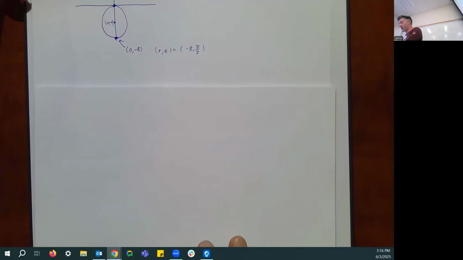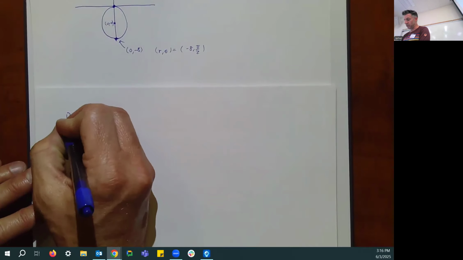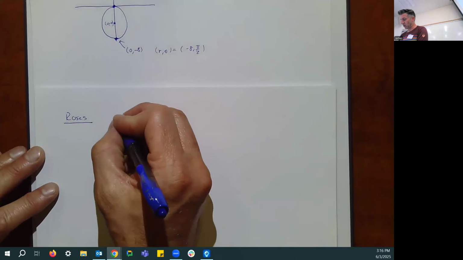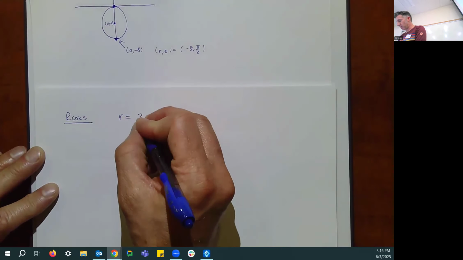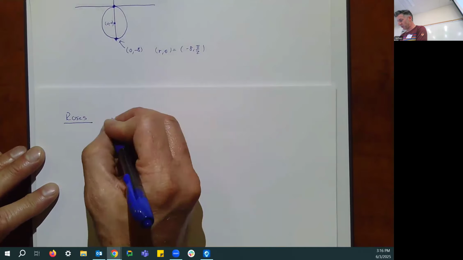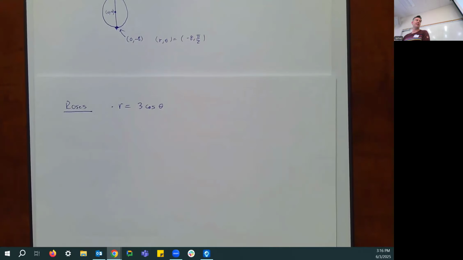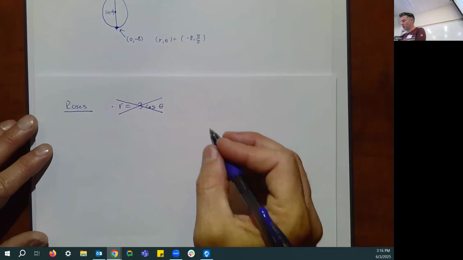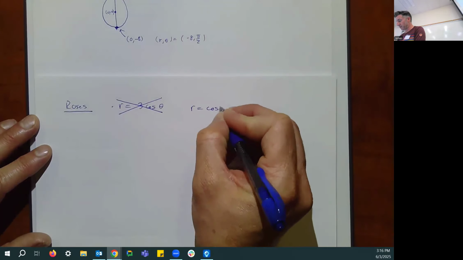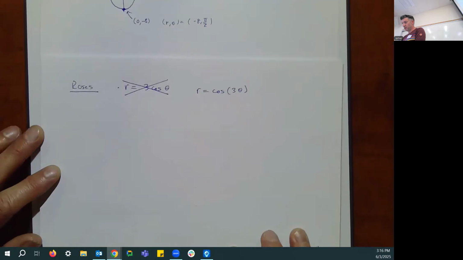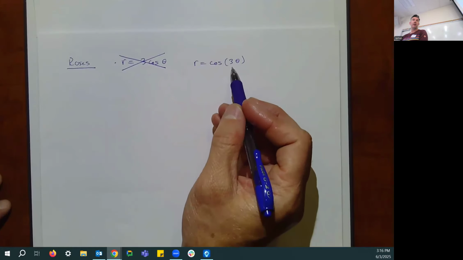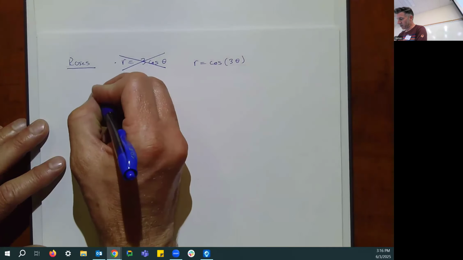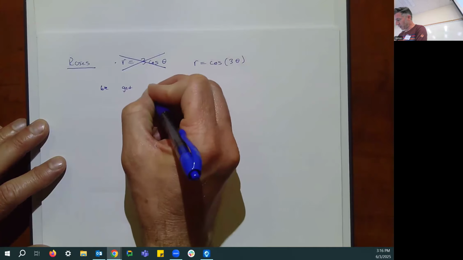The other type of graph we talked about last time were roses, where if I wanted to graph something like r equal to 3 cosine theta, for example, no, that's not a rose, that's a circle. I meant to say r equal to cosine of 3 theta. Since the coefficient is odd, you're going to get that many petals. So we're going to get 3 petals.